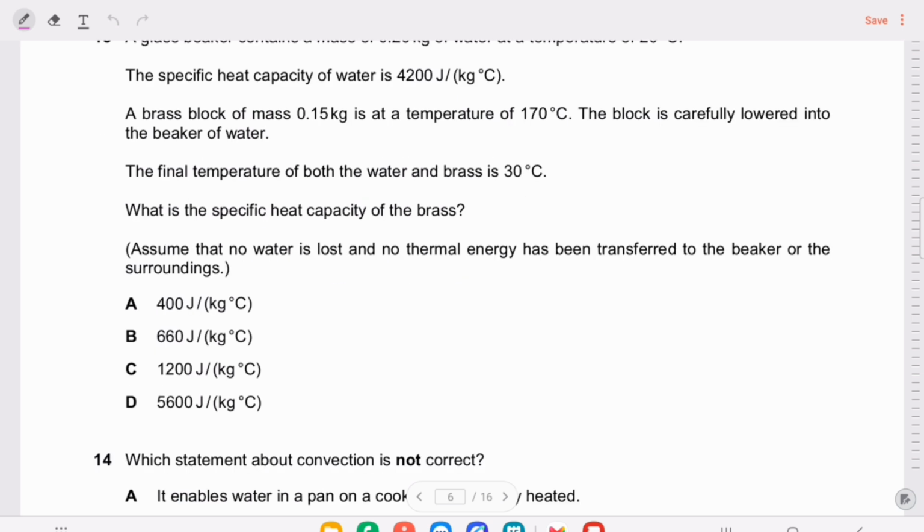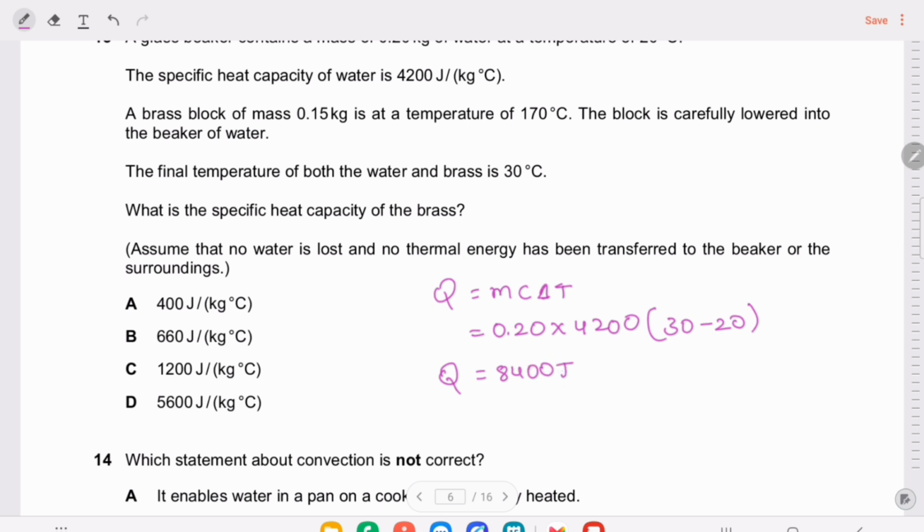Thermal energy lost by the brass is equal to the thermal energy gained by the water. So, energy gained by the water is Q equal to mc change in temperature. The mass is 0.20 kg, the specific heat capacity is 4200, and the change in temperature is 30 minus 20. So the energy gained by the water is 8400 joules.